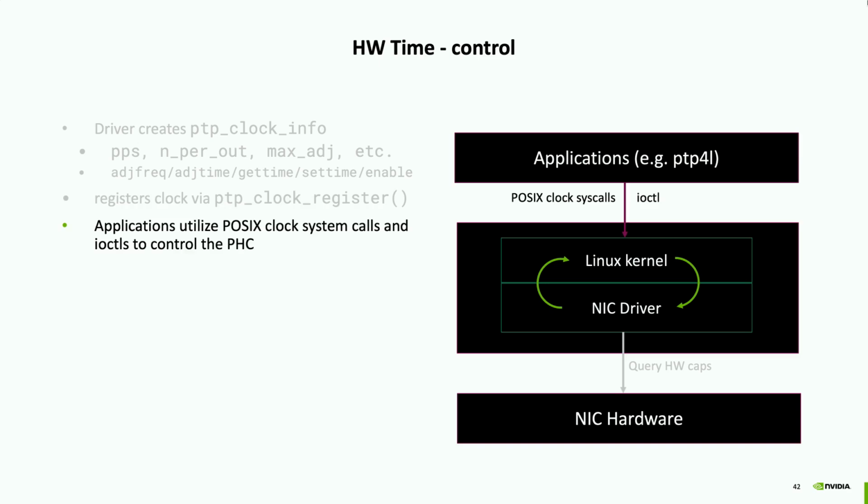And the application can use the POSIX clock system calls, so all those clock get time, clock adjust time, and clock set time, along with the IO calls that we just discussed that can be sent to the same device, and then they will be passed down to your driver using the character device translation layer of the IO calls, those implementations that are done in the character device.